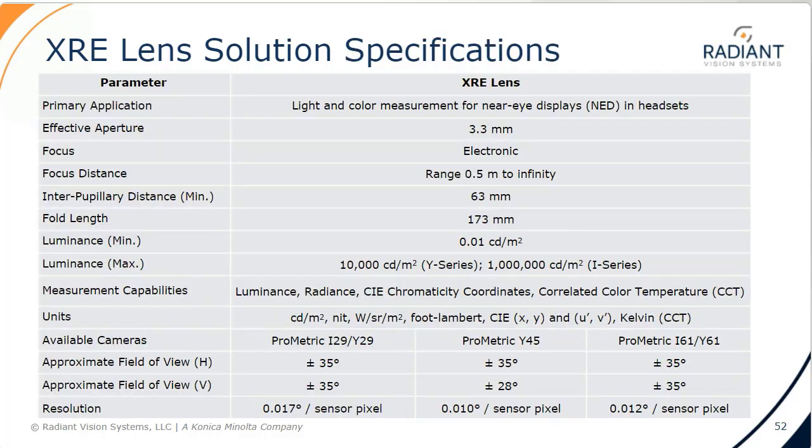The last thing I'd like to share are the technical specifications of the XRE lens shown here. These include folded and non-folded configurations paired with Prometric imaging colorimeters and photometers in 29, 45, and 61 megapixel resolutions. Our system's focus can be electronically adjusted from half a meter out to infinity. We've specified a minimum interpupillary distance, or IPD, of 63 millimeters for dual eye measurement setups. And for each system, we are achieving less than 0.02 sensor pixels per degree resolution. We have previously talked about this specification in pixels per degree. In terms of pixels per degree, these systems offer 58, 100, and 85 pixels per degree from left to right.